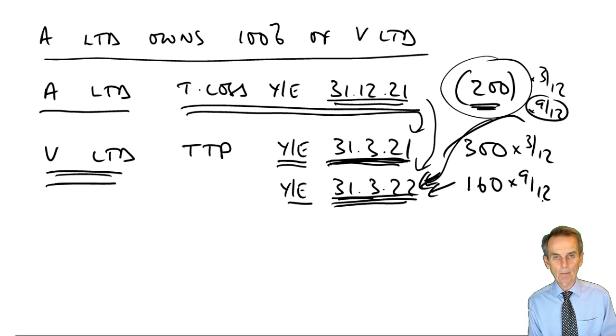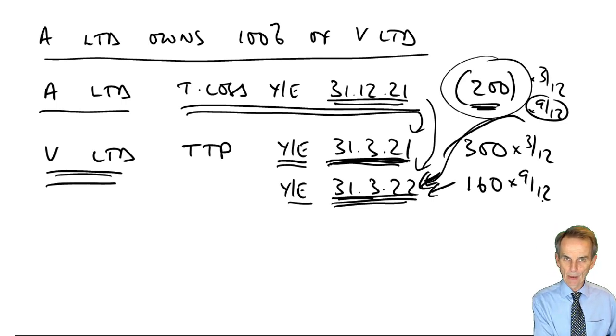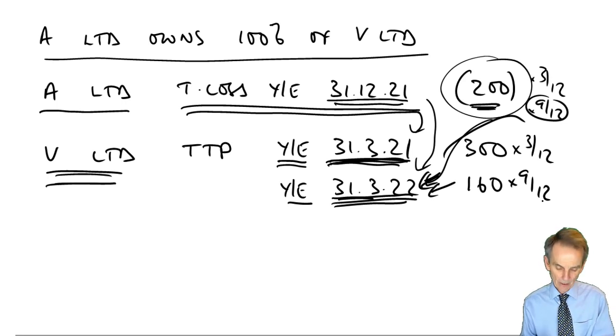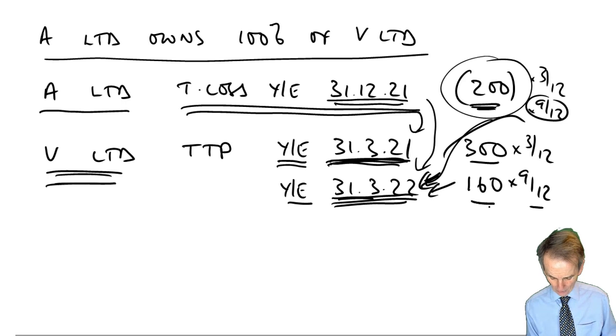So the loss-making period spans 3 months of the year ended March 21 profit period, 9 months of the year ended March 22 profit period. So 3/12 and 9/12 of its loss can respectively go against 3/12 of the profit of the year ended March 21, 9/12 of the profit of the year ended March 22.